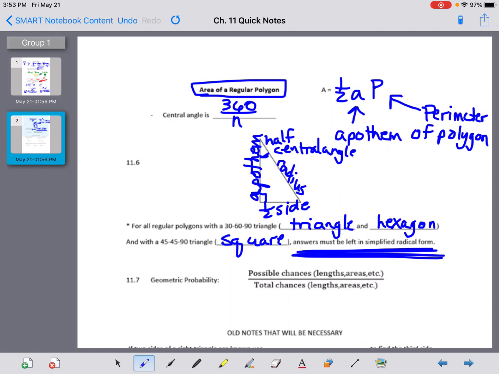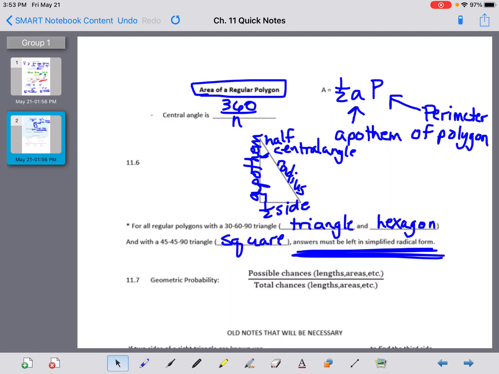All right, then in 11.7, no new formulas. We just did probability, which means your possible chance on top over your total chances on the bottom. And remember, keep common measures the same. So length over length, area over area, perimeter over perimeter, something like that when you're finding geometric probability. And then always read carefully. Are you supposed to round it to the nearest decimal place? Are you supposed to put it as a percent? Are you supposed to put it as just a simplified fraction? So always read carefully there.